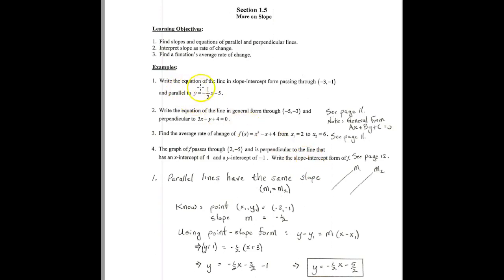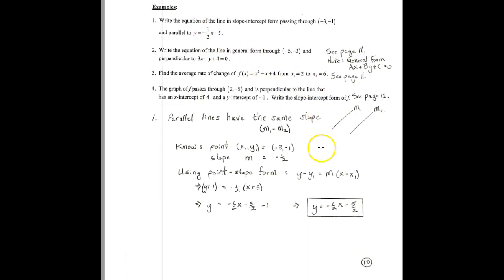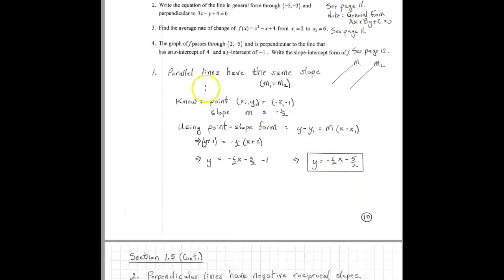The first of these: write the equation of the line in slope-intercept form passing through the point (-3, -1) and parallel to the line y equals -1/2 x minus 5. The first thing to know is that parallel lines have the same slope. In other words, if I have a line with a slope of m1 and another line with a slope of m2, these have to be the same, right? Parallel lines have the same slope.